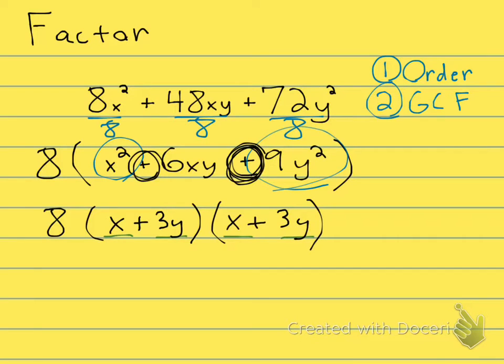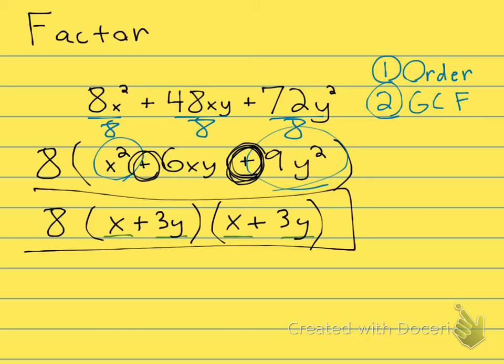Plus and plus. And you'll see if you FOIL this out, that's where you get this xy term. See, x times 3y is 3xy, 3xy. So here's my answer. Put a box around it.